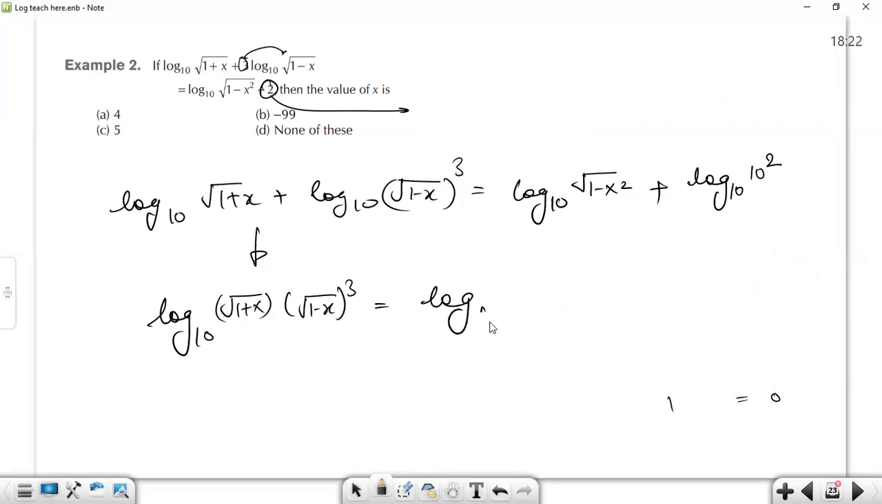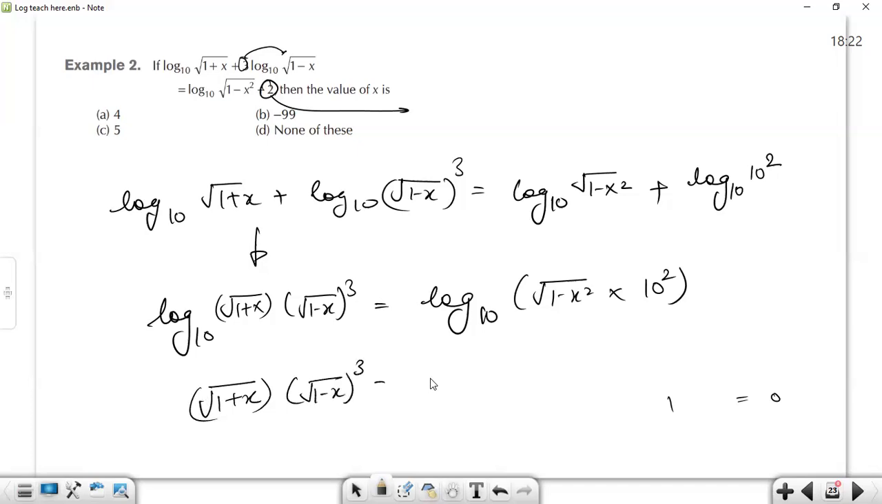So this can also be represented as logarithm of square root of 1 minus x square multiplied by 10 is equal to 2. So now both sides have logarithm, and on taking anti-log, this will simply become into 100. Understood? Yes, sir. So now let's solve this simple algebraic equation.